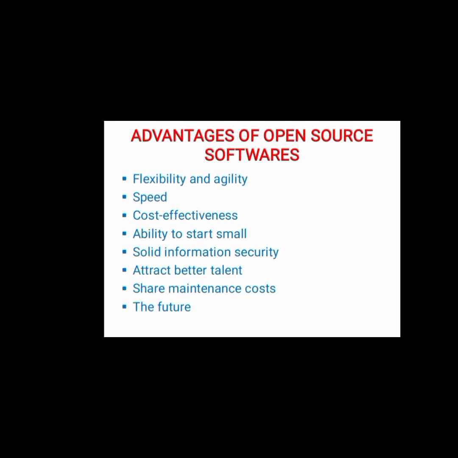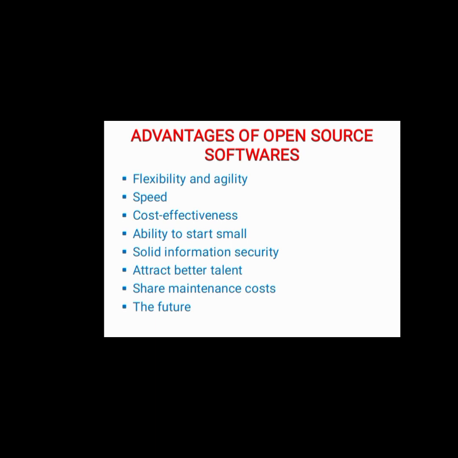Next, we will see what are the advantages of open source software. First advantage, flexibility and agility. We know that flexibility means it is very easy to use and very flexible. Agility: the agile methodology is a project management approach that involves breaking the project into phases and provides continuous collaboration and improvement. And it offers multiple ways to solve the problem.